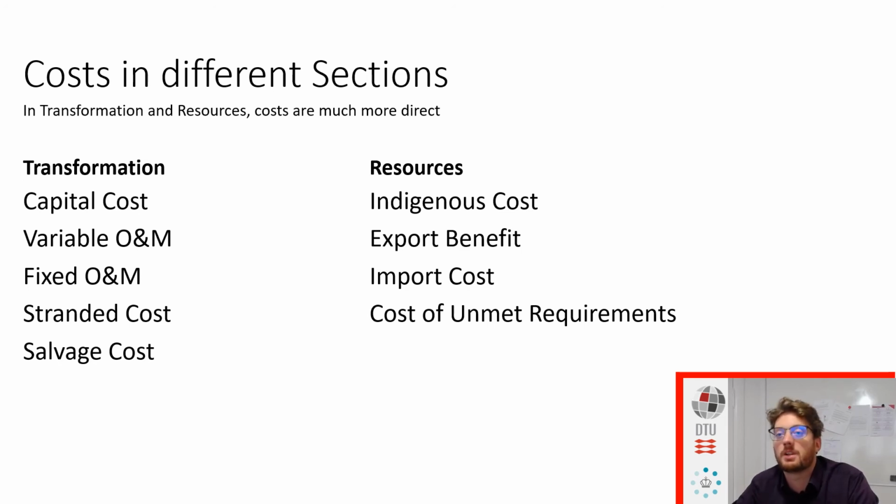Now we've looked at the different methods for costing in the demand sector, but for the transformation and resources sectors, we actually have very different cost parameters, which are way more direct and applicable just for these sectors. So in our transformation sectors, where we generally use power plants, power producers, loss-related sectors like from crude oil to gasoline products and so on, we directly put in our capital cost, our variable O&M, fixed O&M, stranded cost if we have them in our system. So if we were to not use this at all anymore, how much would our stranded cost be? And then salvage cost if we tear something down and sell it on.